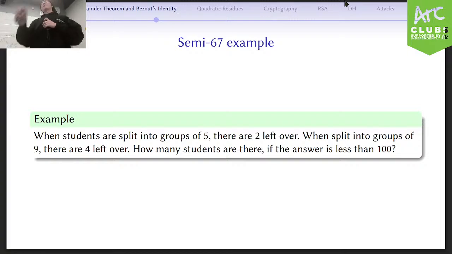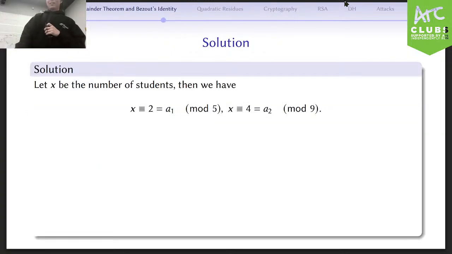Unfortunately not, but 6, 7 is one of the answers. Lucky guess. Yeah, here's how you do it. So I'm just going to encode the question in math, basically.